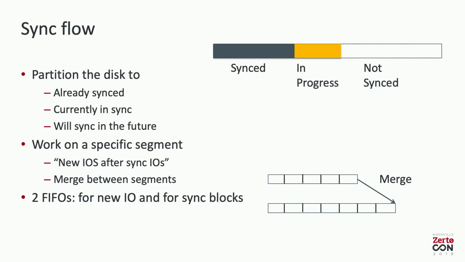Great. For the white area, what do we do when an I/O comes in? Nothing. We don't care about it. It's later. We'll get to it later. And the yellow area is the area that we're syncing right now, but that's a small area. And I already said we know how to sync a small disk. Okay? So great, that solves the problem.